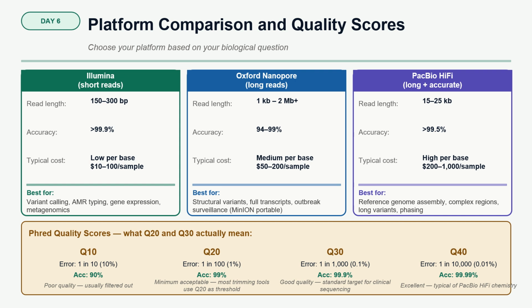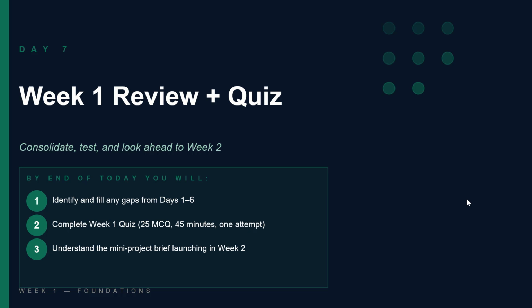Also, we have what we call the Phred scores. The Phred score determines the quality of your sequencing. If your Phred score is 10 or 20 or 30 or 40, you would know what this means: either poor quality, good quality, or excellent quality. It will determine the error in your sequencing, so you should know what you are working with.